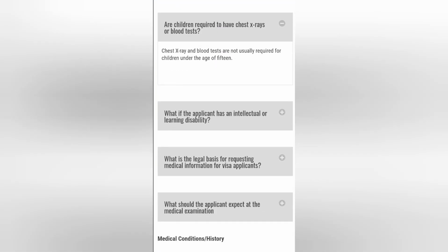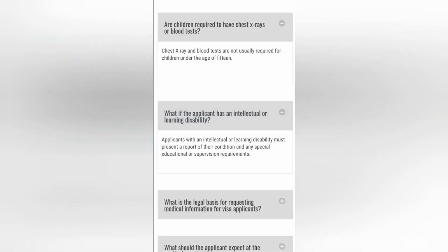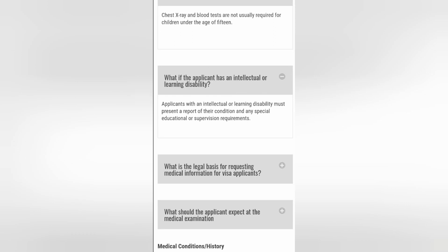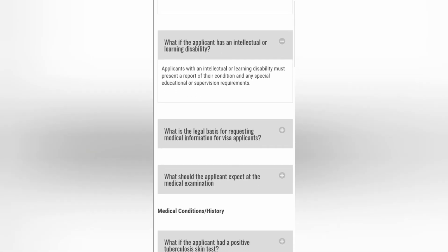Question number two, what if the applicant has an intellectual learning disability? The answer is applicants with an intellectual learning disability must present a report of their condition and any special education or supervision requirements. So if the applicant has some learning disability, then they must have seen a physician that will provide a report showing what they require according to their situation, and this will be used by the panel physician assigned by the United States of America to make a decision on your medical report.